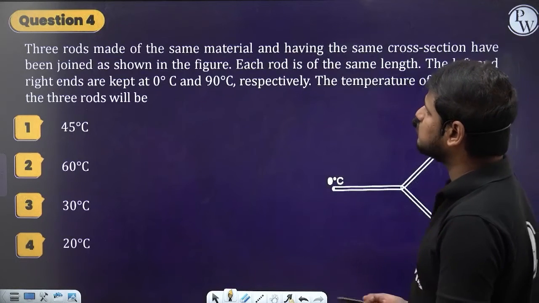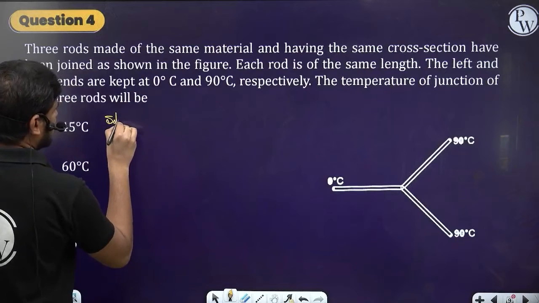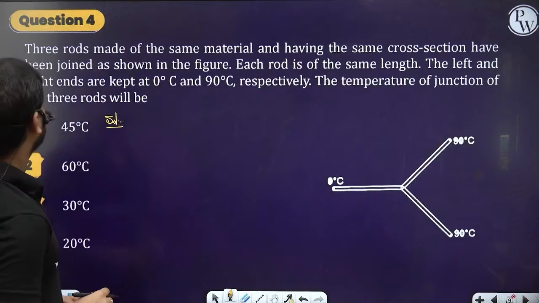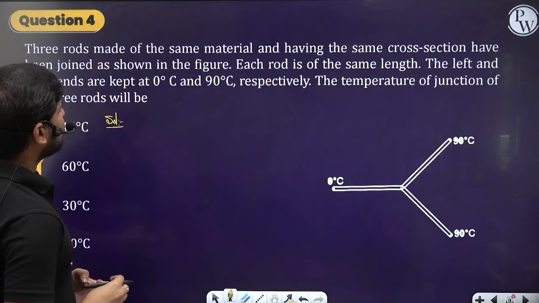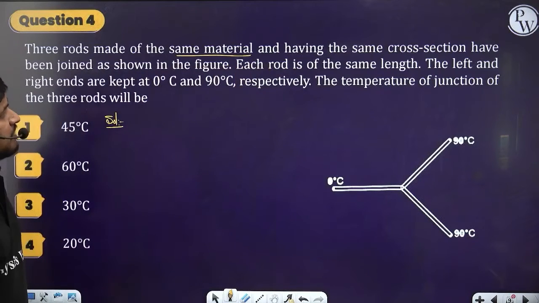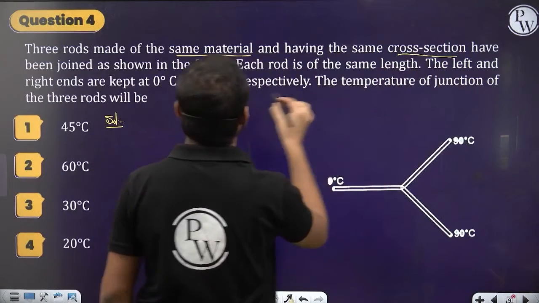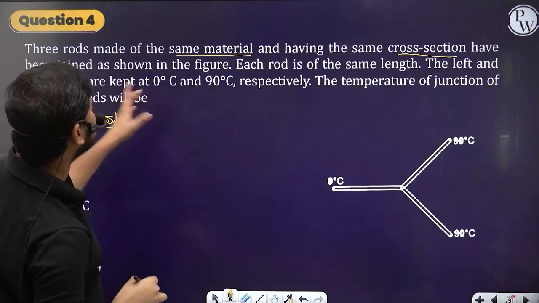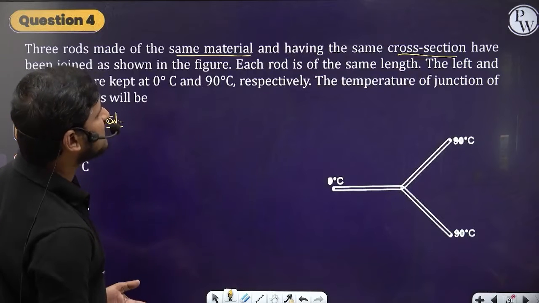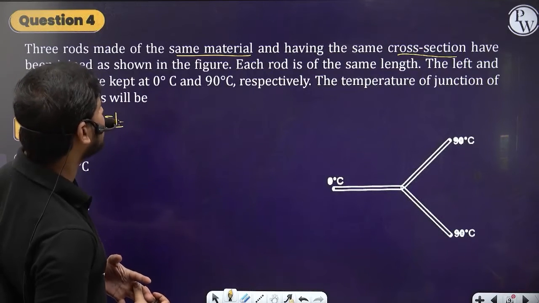So we got one more question. This question also I gave as homework in the last session. So try this now. 3 rods made of the same material. Same material in the sense K is same, and having the same cross section area. So A is same, and they are joined as shown in the figure.